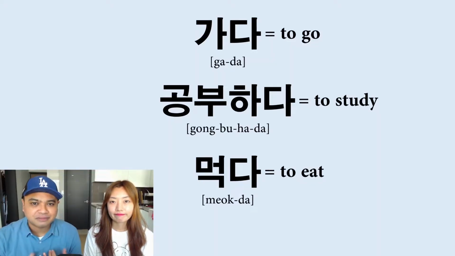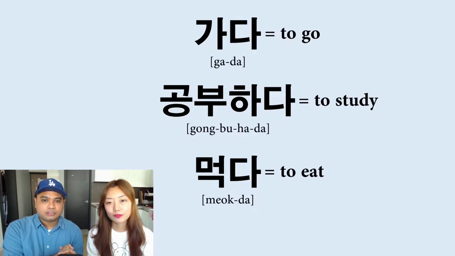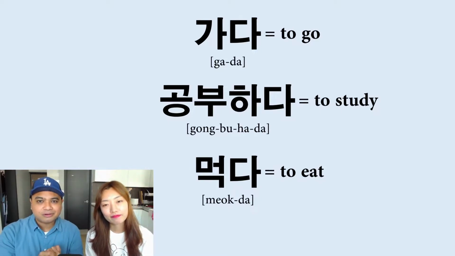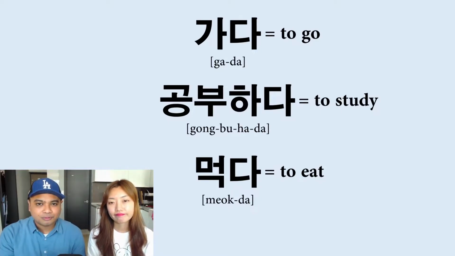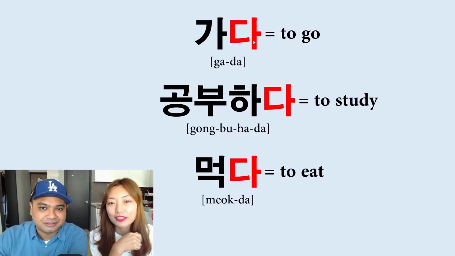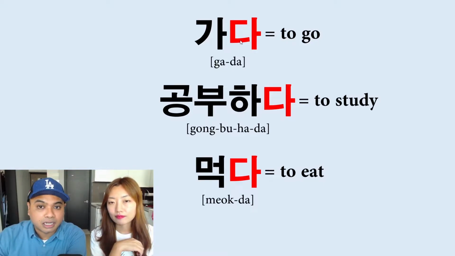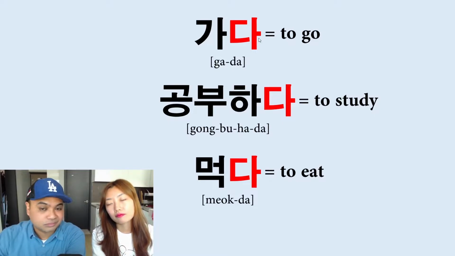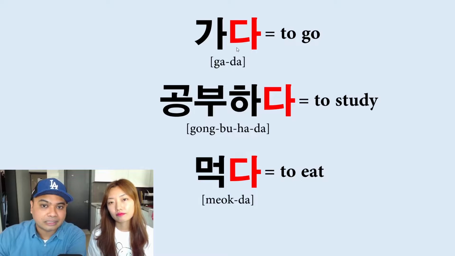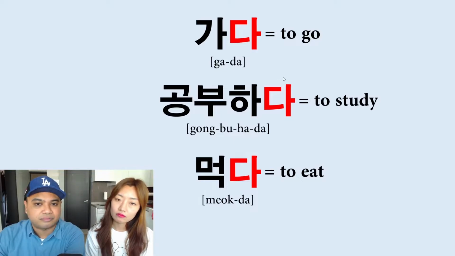So here we are. We have some verbs here. We have 가다, which means to go, 공부하다, to study, 먹다, to eat. What do they all have in common though? 다. Da. They all finish with 다. So it's a good indicator. When you see a verb, if it ends with da, then you know, oh, that's a verb, right? That's kind of easy. So when you're on the lookout for verbs, just keep an eye out. If it ends with da, then you can probably say, oh, that's a verb.